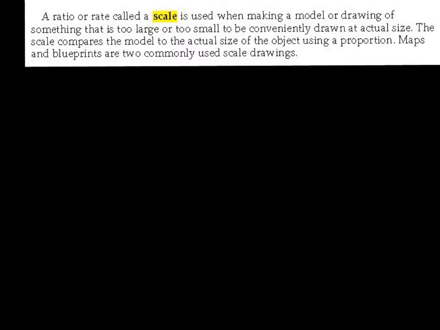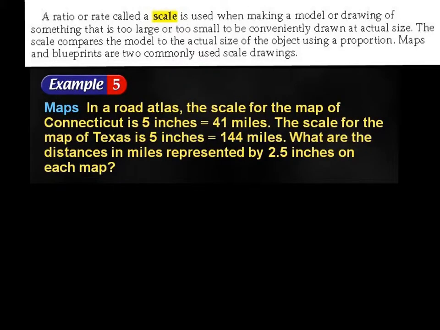A ratio or rate, called a scale, is used when making a model or a drawing of something that is too large or too small to be conveniently drawn at actual size. The scale compares the model to the actual size of the object using a proportion. Maps and blueprints are two commonly used scale drawings. In a road atlas, the scale for the map of Connecticut is 5 inches to 41 miles. The scale for a map of Texas is 5 inches to 144 miles. What are the distances in miles represented by 2.5 inches on each map?